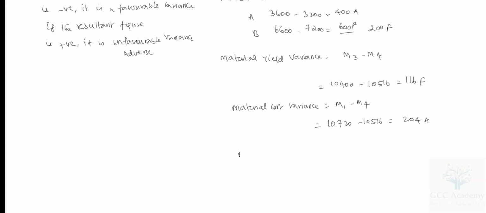Then material usage variance. The formula is M2 minus M4. M2 is already known to us. So material usage variance is M2 minus M4. Let us take the M2 figure. M2 figure is 10,200 and M4 is 10,516. You'll get 316 favorable.